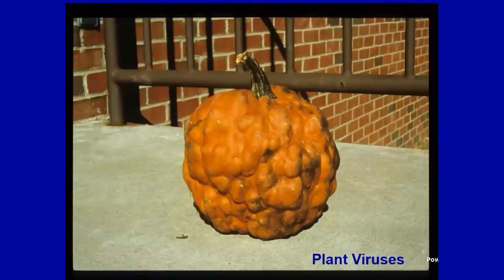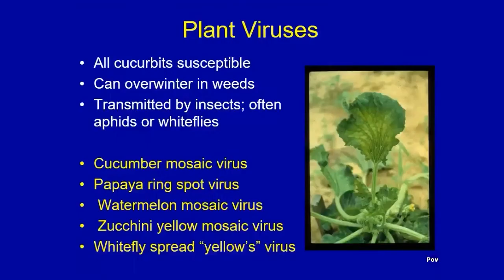A lot of talk because of COVID. We've been talking about viruses a lot in the last few years, unfortunately. I've worked with plant viruses for 30, 35 years. I find them fascinating just due to this disruption of the plant. And the symptoms you see in the field are just staggering. So plant viruses, all cucurbits are susceptible. They typically overwinter in weeds around the field or in areas. So that's where they overwinter. This is where your inoculum source is.